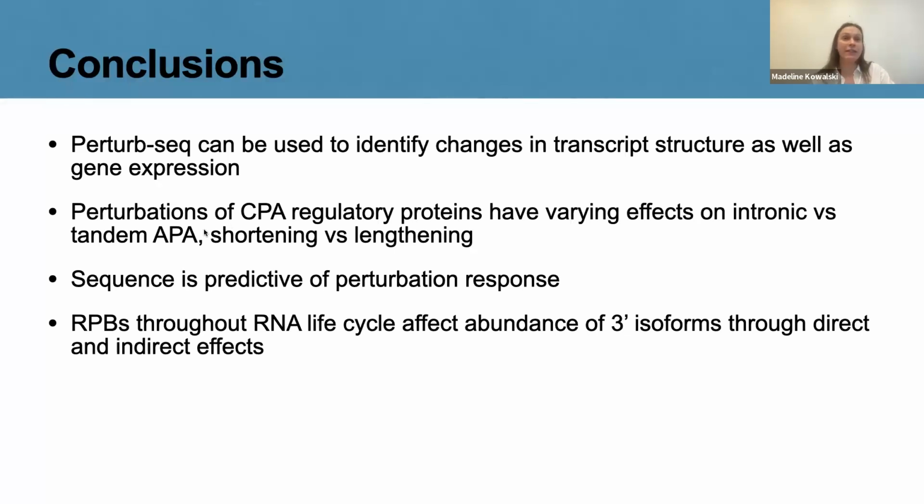We also identified that sequence is important in dictating this perturbation response, and we can learn this connection between sequence features and perturbations through deep learning. And also, we've shown that RNA binding proteins throughout the RNA life cycle will affect the abundance of 3' isoforms, and this occurs probably through both indirect and direct effects.